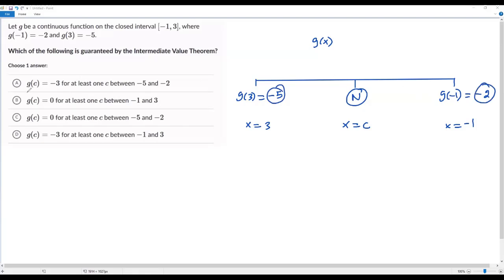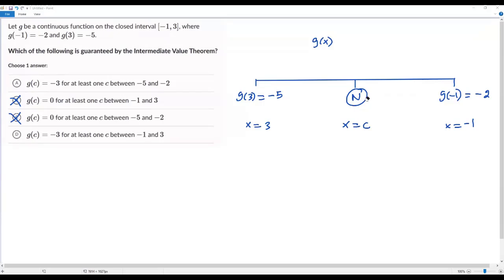Now when I go over the given answer choices, we have two different values for g(c), -3 and 0. In option C and option D, the same values are repeated. So of these two different values, 0 and -3, we have to find the one which comes between -5 and -2. Clearly, -3 comes between -5 and -2, and 0 does not. Since 0 does not come between the given two values of the function g(x), we can reject option B and option C, because we don't get the value 0 between -5 and -2.